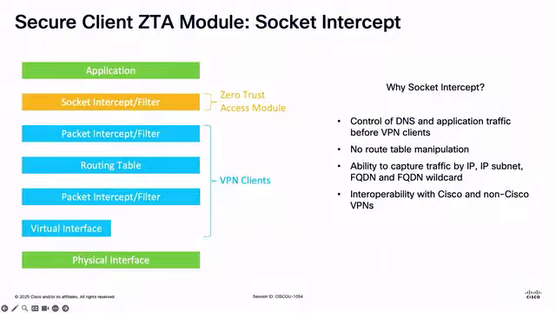The zero-trust access works at a lower level than the VPN client, and what that means is that the traffic will be intercepted first by the zero-trust access module before the VPN client. The benefit of this is that a user can be running both, right? They could be running Zero Trust Access alongside a Cisco or non-Cisco VPN client.